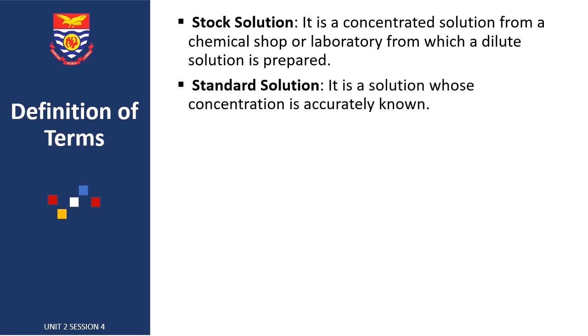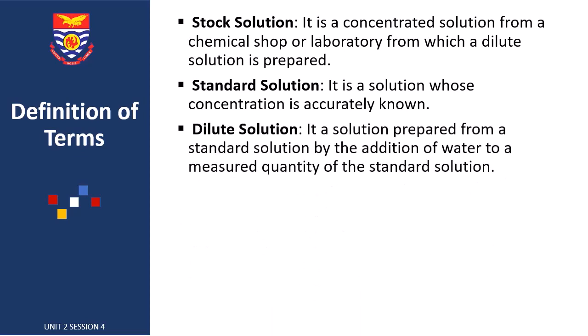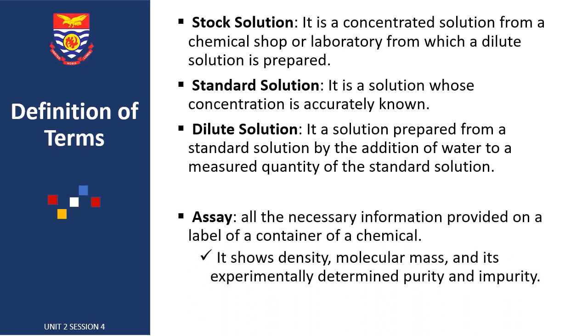Standard solution. It is a solution whose concentration is accurately known. We have mentioned dilute solution. What is it? It's a solution prepared from a standard solution by the addition of water to a measured quantity of the standard solution. So we pick part of the standard solution in which we know its concentration, and we expect its concentration to be higher as compared to a dilute solution. So we pick some, and then we dilute by adding water to it so that we get a solution of lower concentration, and that is the dilute solution.